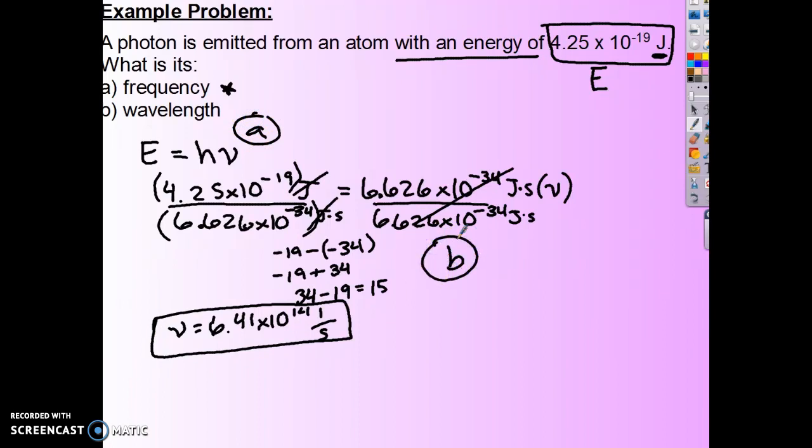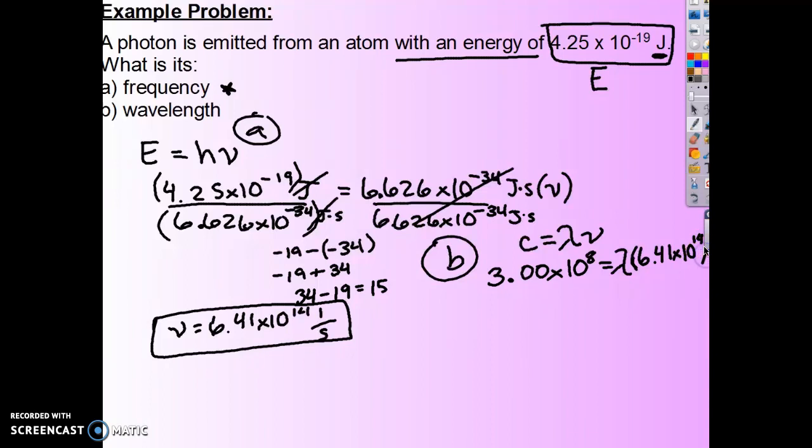The only equation that we have so far that has wavelength in it is the equation C equals lambda nu. So we have our frequency now that we can plug in for nu, and we also know that C is a constant. So now we have enough information that we can actually use this equation to get our wavelength. So let's plug in the speed of light, which is 3.00 times 10 to the 8th. We don't know lambda, but we do know our frequency is 6.41 times 10 to the 14th.